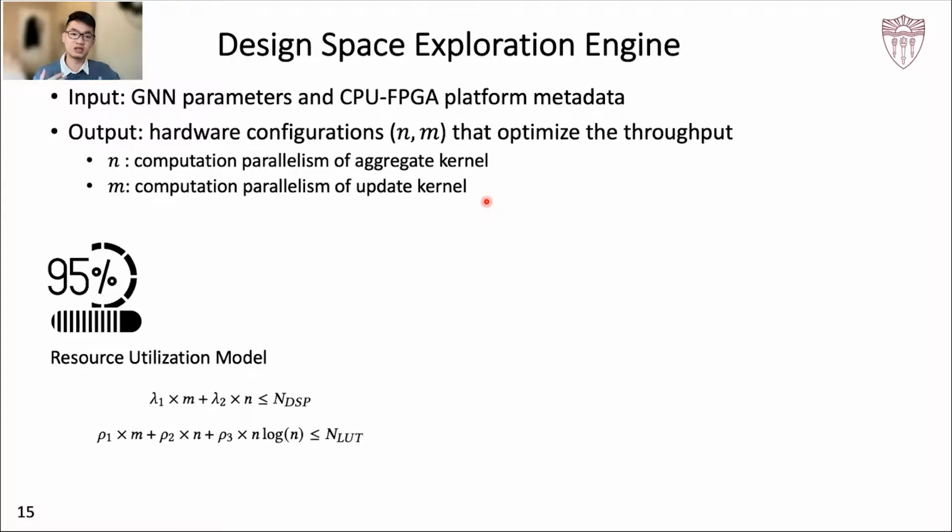So for deciding the parallelism, with more parallelism, we of course will use more resources. We identified that the two mostly used resources in our design are DSP and lookup tables. So we formulate the resource utilization. Doing the DSE, the numbers N and M will decide how much resource we need, and of course, this number cannot exceed the available DSP and lookup tables we have on the FPGA.